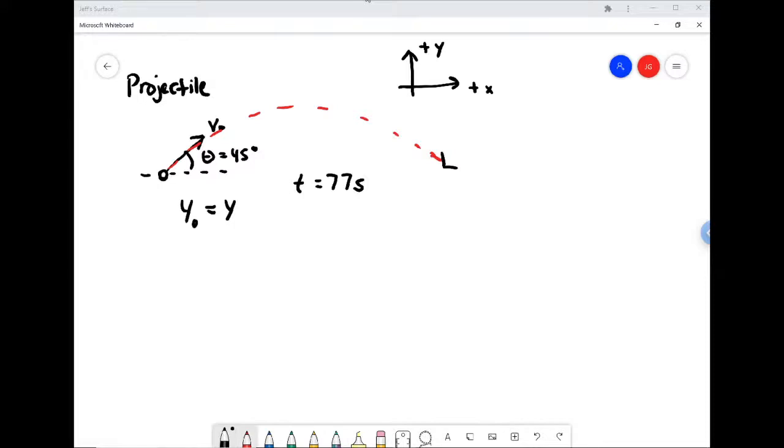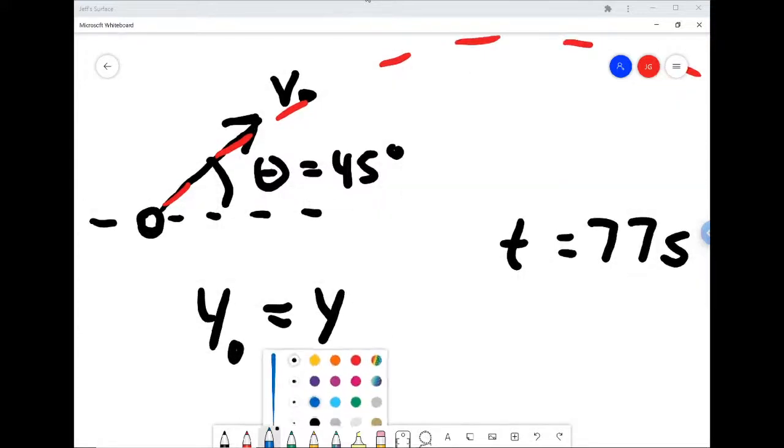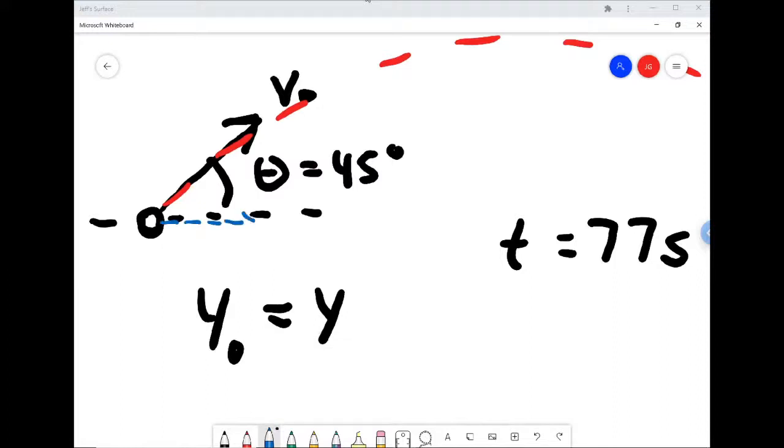Now, let me zoom in here a minute on the initial velocity vector and show you that there's an x component of that initial velocity and there's a y component of that initial velocity. So I could draw it in component form like that.